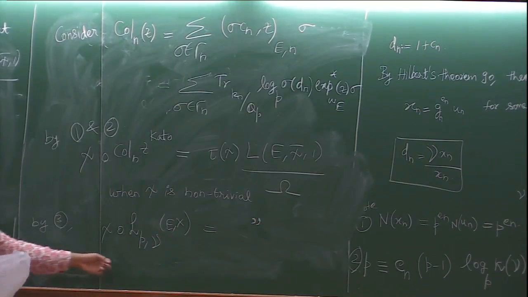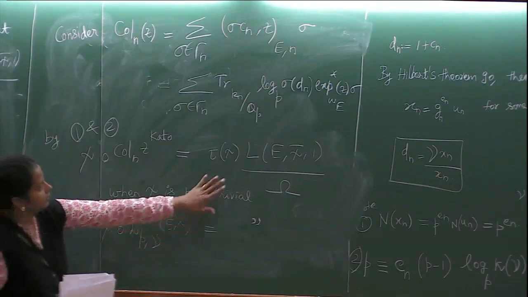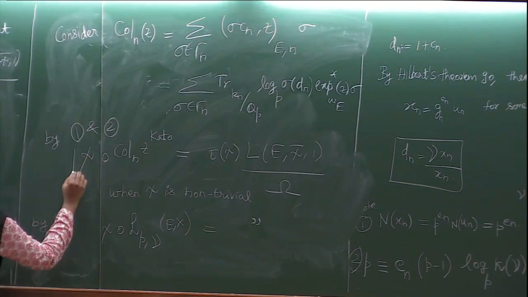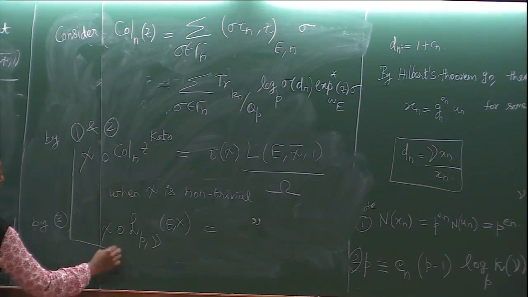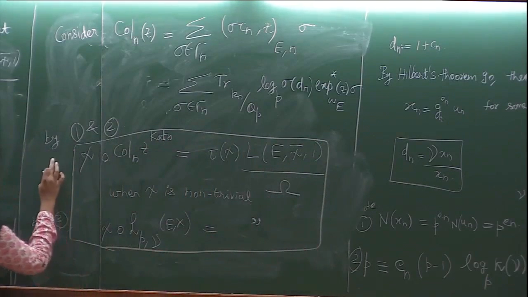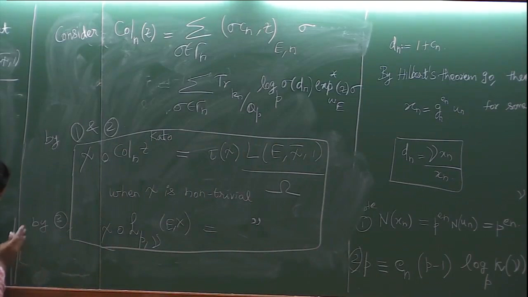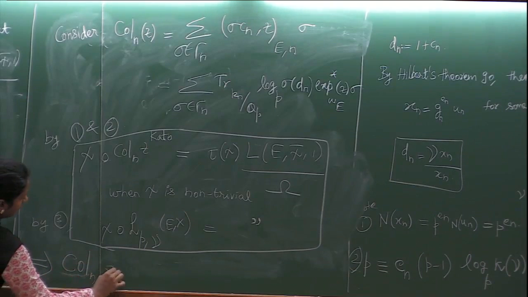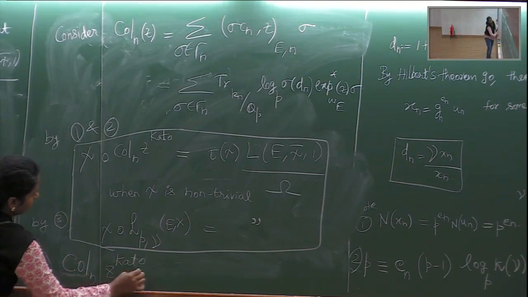So you have another element in the Iwasawa algebra that gives you the same right hand side, because we know the property that a power series ring can have only finitely many zeros. So from this statement, this is true for all non-trivial chi. This implies your Coleman map evaluated at z_Kato.